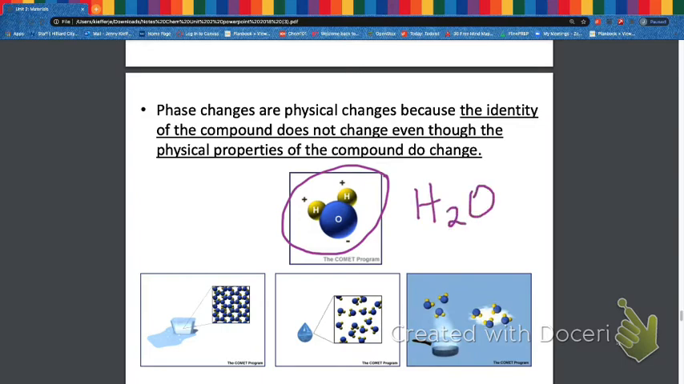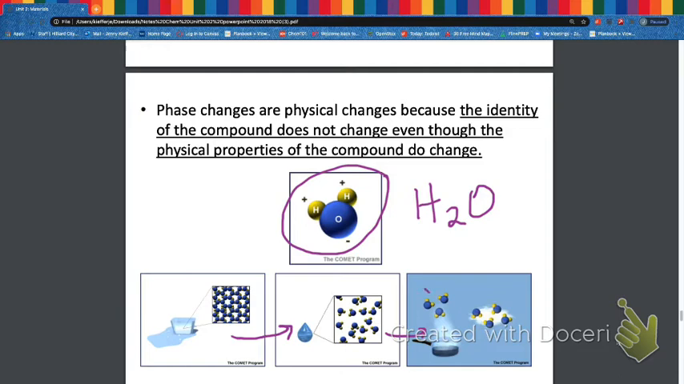A chemical change would alter that. It would change it from H2O to something else, okay? A physical change for water, the molecules are going to stay H2O. So you can see in our pictures here, if we go from a solid to a liquid, and then from a liquid to a gas, our particles are still H2O. It's still water. All that's happening is that the particles are getting farther apart.